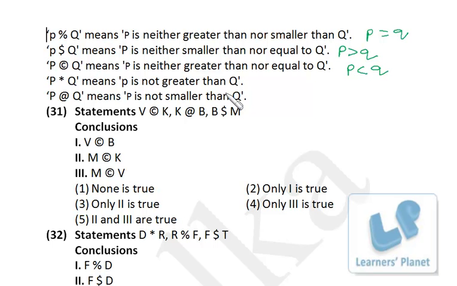P is not greater than Q. That means P is less than or equal to Q. And P is not smaller than Q. That means P is greater than or equal to Q, right?